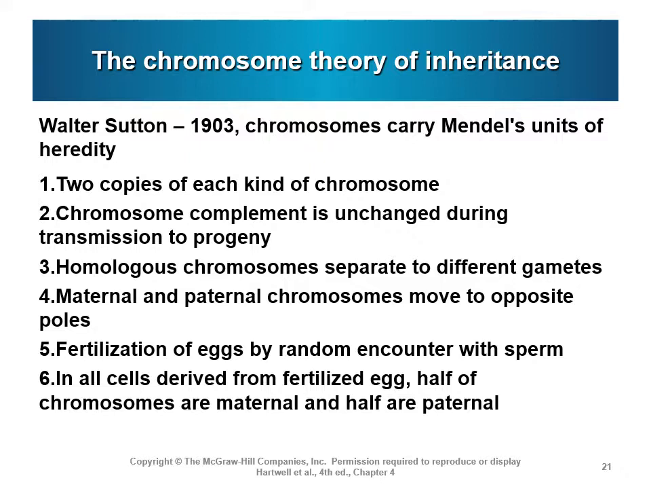So it basically states that two copies of each kind of chromosome exist. The chromosome complement is unchanged during transmission to progeny. Homologous chromosomes separate to different gametes. Maternal and paternal chromosomes move to opposite poles. Fertilization of eggs by random encounter with sperm takes place. In all cells derived from the fertilized egg, half of the chromosomes are maternal and half are paternal.